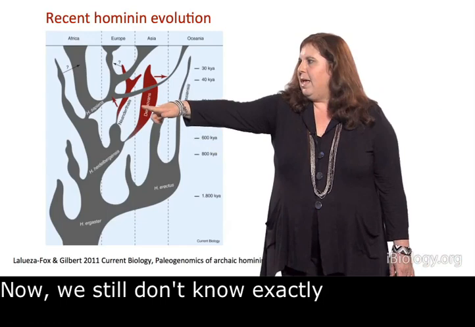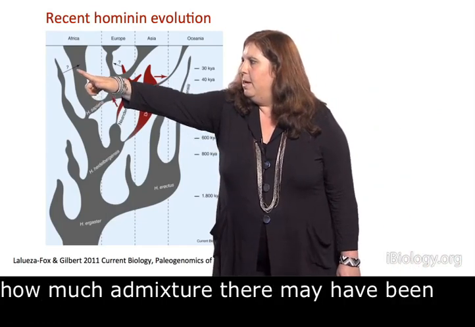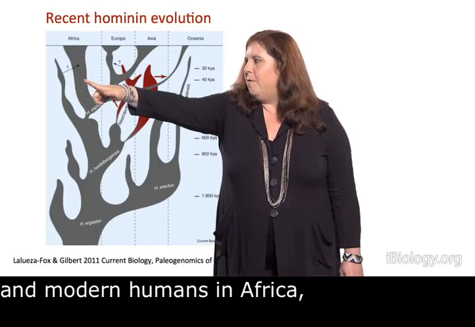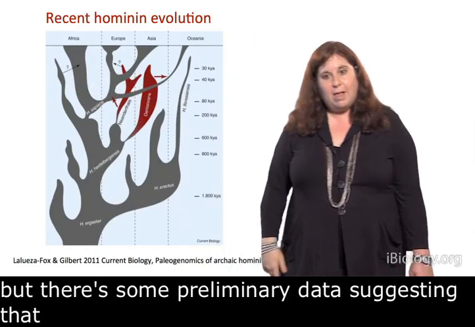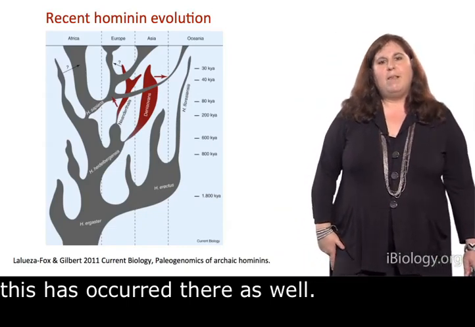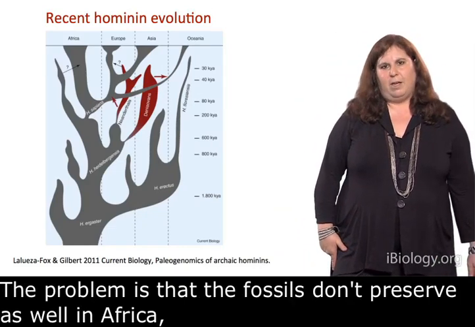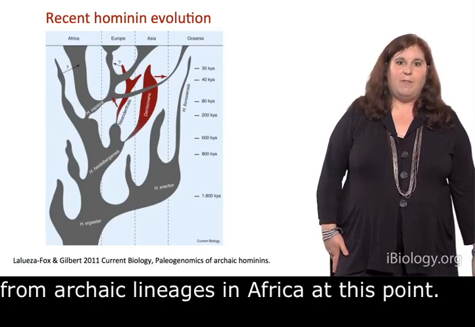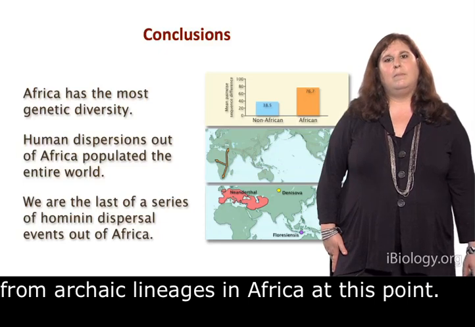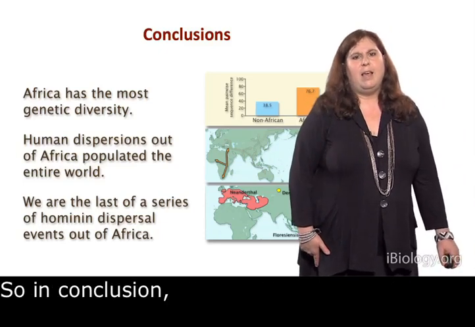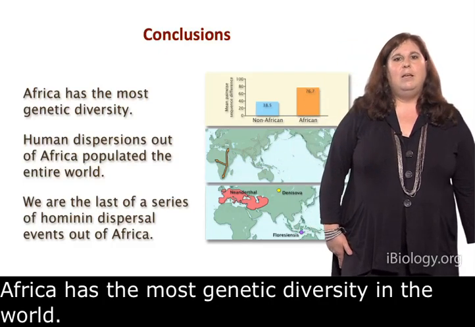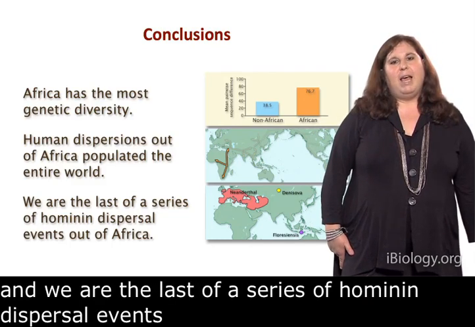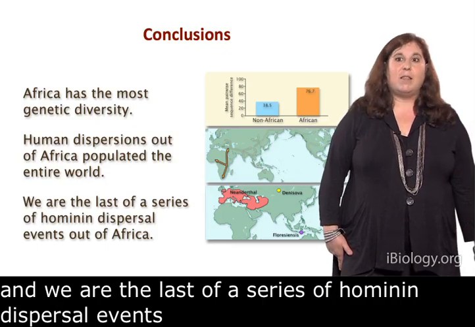Now, we still don't know exactly how much admixture there may have been between archaic species and modern humans in Africa, but there's some preliminary data suggesting that this has occurred there as well. The problem is that the fossils don't preserve as well in Africa, so we don't have any DNA sequences from archaic lineages in Africa at this point. So in conclusion, Africa has the most genetic diversity in the world. Human dispersions out of Africa populated the entire world, and we are the last of a series of hominin dispersal events out of Africa.